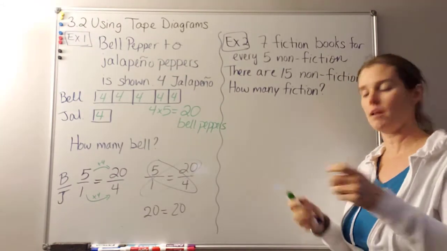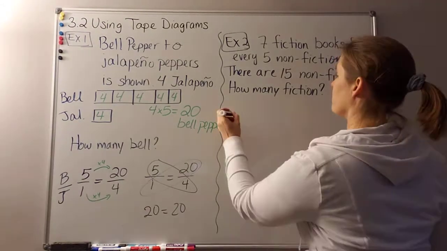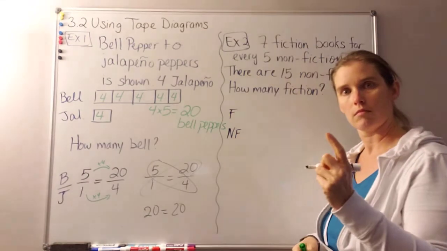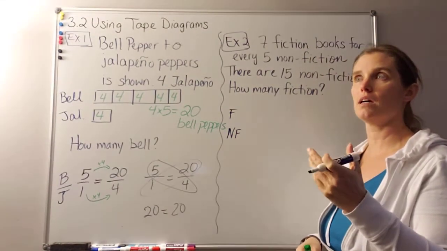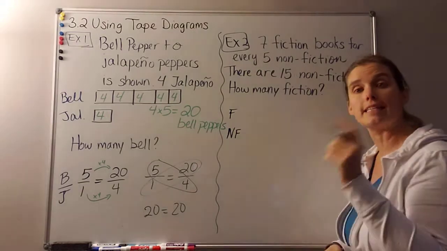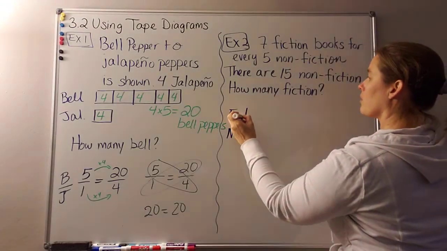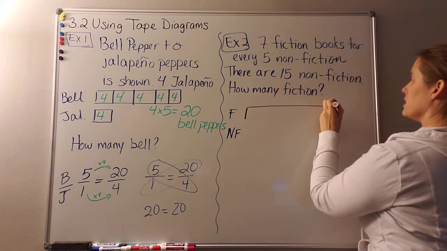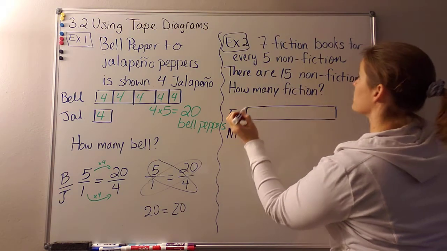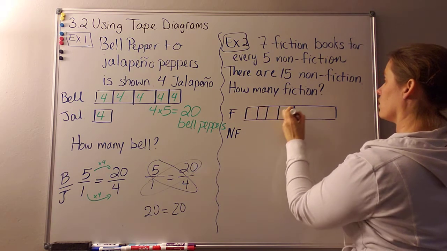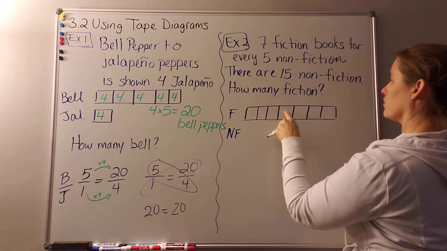Why am I writing it in that order? Why am I going fiction and nonfiction? Hopefully you're saying, well, because fiction's listed first. Exactly right. You write them in the order things are written. So we're going to make our number of boxes based on this ratio. So I have to have 7 fiction boxes. 1, 2, 3, 4, 5, 6, 7.